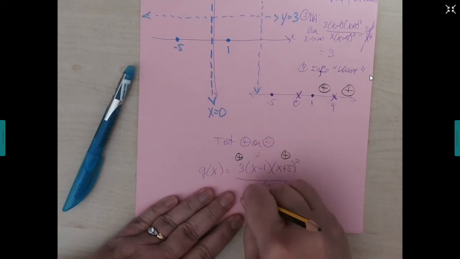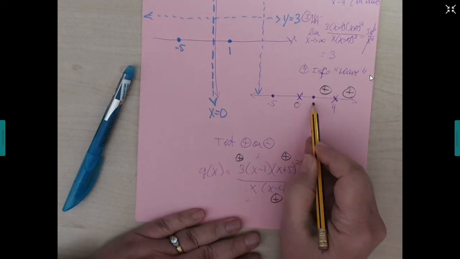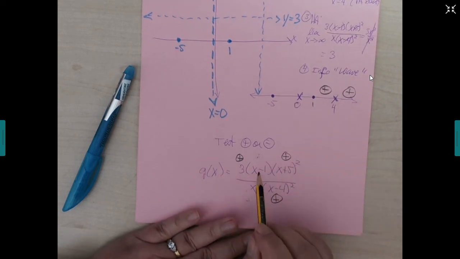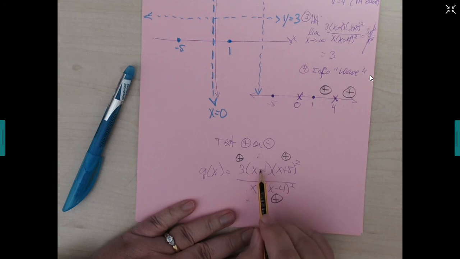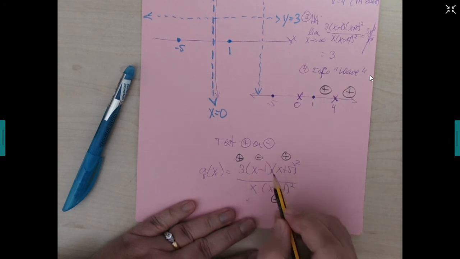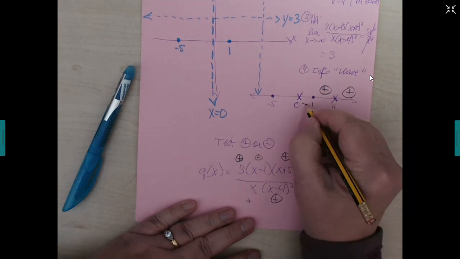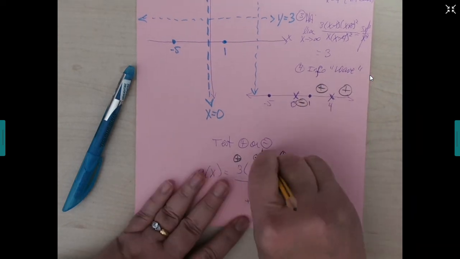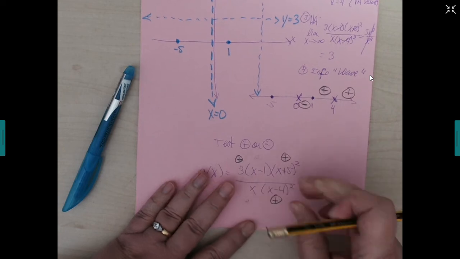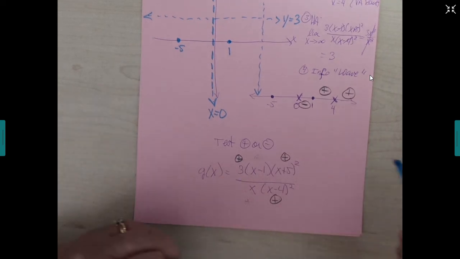Okay. Next, a number between 0 and 1. I'm going to pick 1/2. 1/2 minus 1 is negative. Always positive. 1/2 itself is positive, and this is always positive. So we have one negative overall of positive times a negative times a positive times a positive times a positive is a negative. Next. Remember, we're always going in this direction.